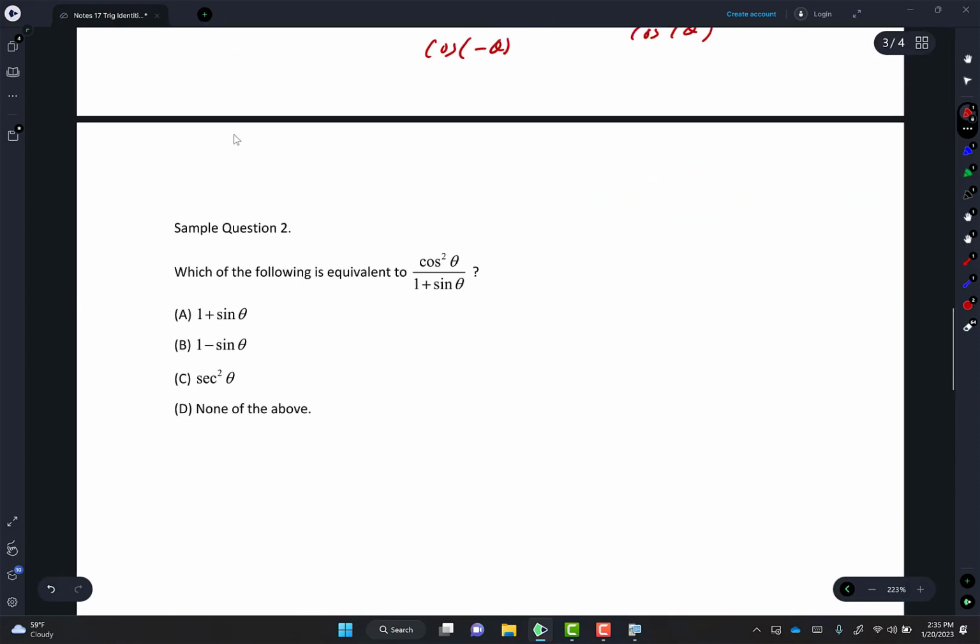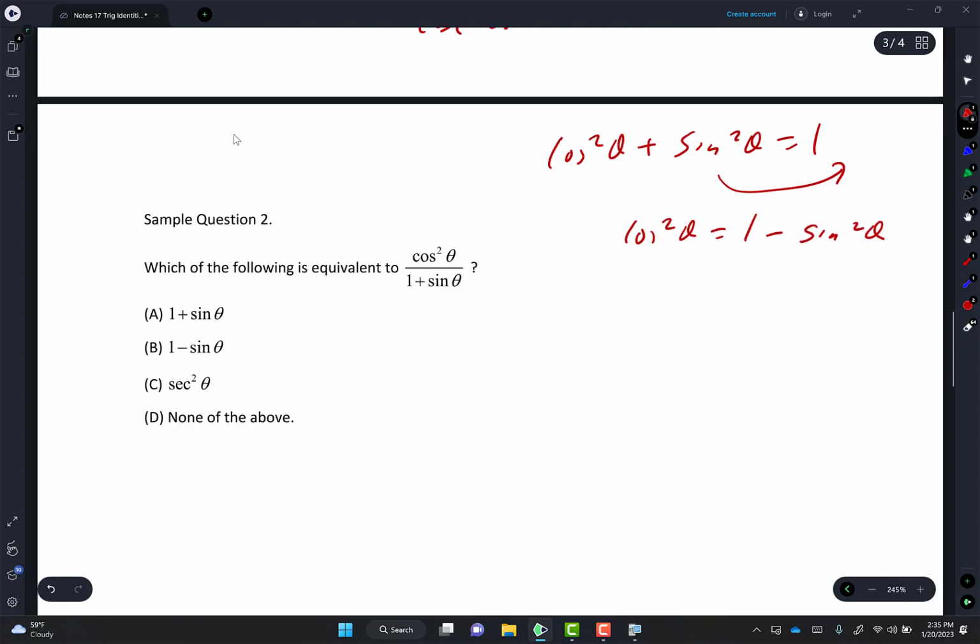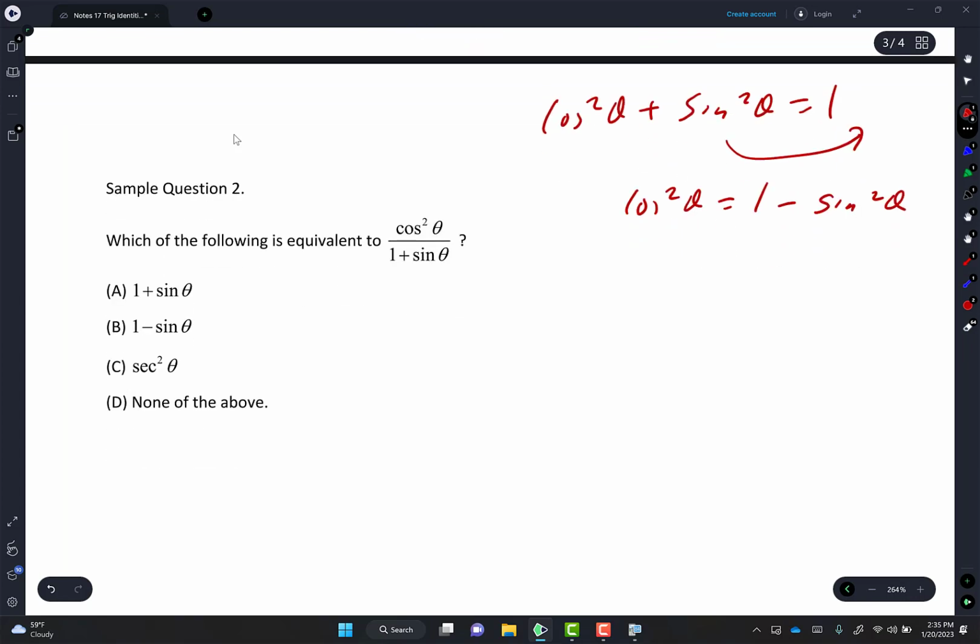I'm going to write right here the Pythagorean formula: cosine squared theta plus sine squared theta equals 1. And I'm going to move the sine squared to the right because I want to get the cosine squared by itself. So cosine squared theta equals 1 minus sine squared. Well, now that I have that, I can just do a substitution. So substitute this in for cosine squared. So you have 1 minus sine squared theta over 1 plus sine theta.